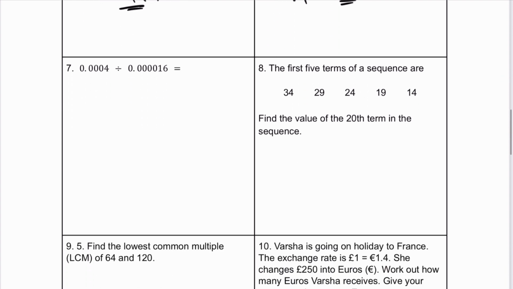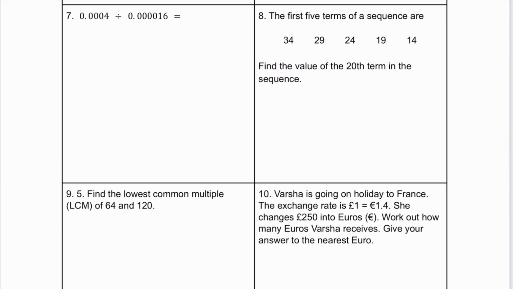So number 7 is one that's just a little bit tricky. You could do this as a standard form, but I'm actually going to do it by using equivalent fractions, because effectively I can say, well, that's the same as 0.0004 all divided by 0.000016. So if we look at the top, if I move the decimal point 4 places, 1, 2, 3, 4, I'm actually going to get 4. If I move the decimal point at the bottom 4 places, 1, 2, 3, 4, I'm going to get 0.16.